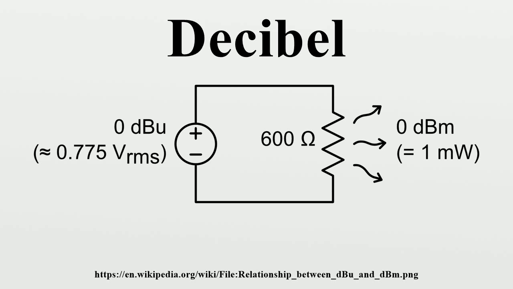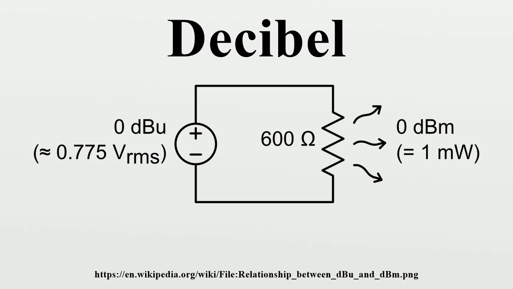1 decibel is 1/10 of 1 bel, named in honor of Alexander Graham Bell. However, the bel is seldom used. The definition of the decibel is based on the measurement of power in telephony of the early 20th century in the Bell system in the United States.